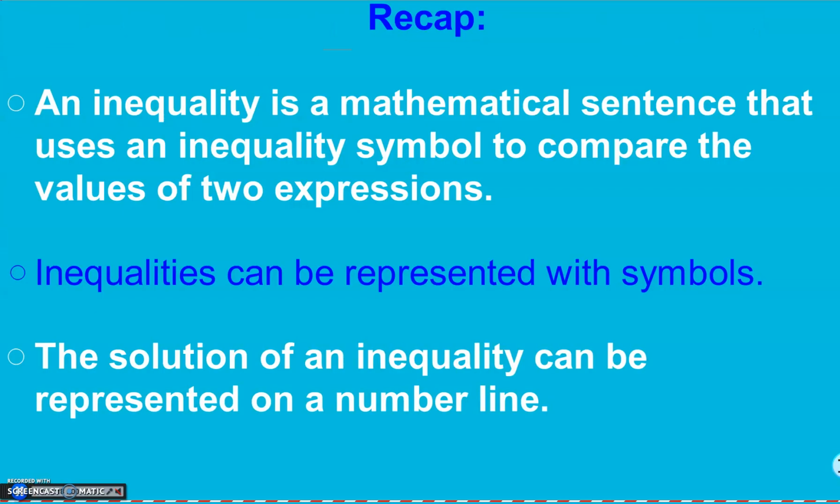And a quick recap here. An inequality is a mathematical sentence that uses an inequality symbol to compare values of two expressions. Inequalities can be represented with symbols, and the solution of an inequality can be represented on a number line. And that's all I have for section 3.1.